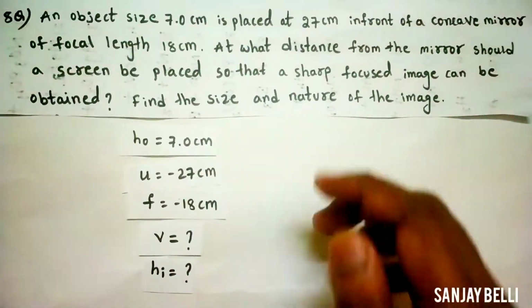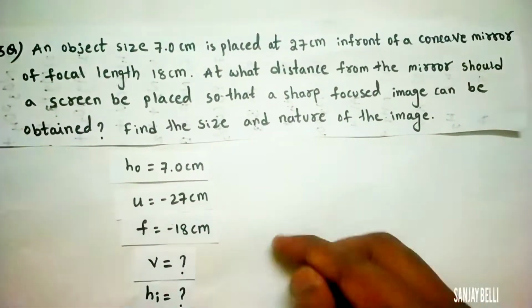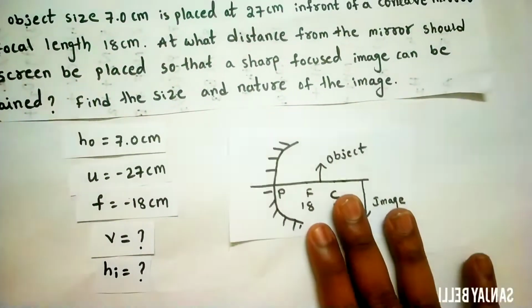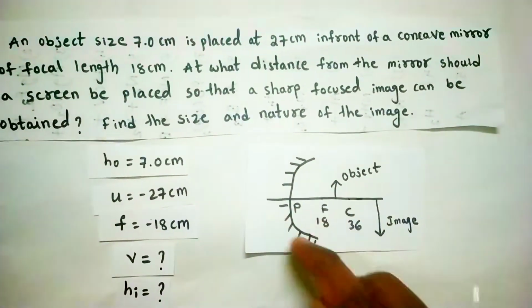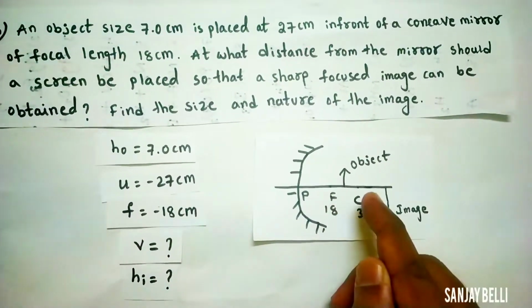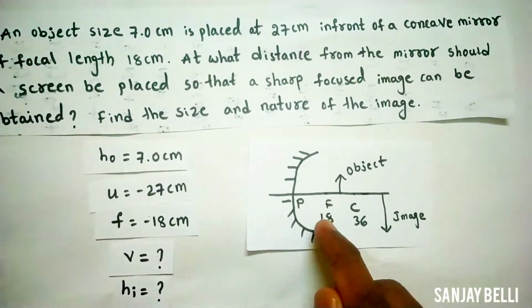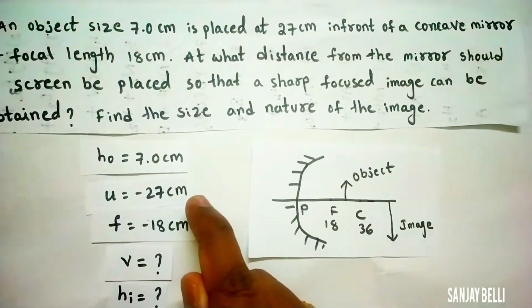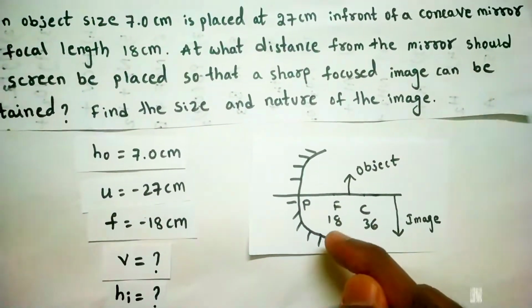So before solving this problem, first let me draw a rough diagram. Here you have your concave mirror with P, F, and C. Focal length is 18, then the center of curvature will be 36, and u is 27. Where should we place the 27?